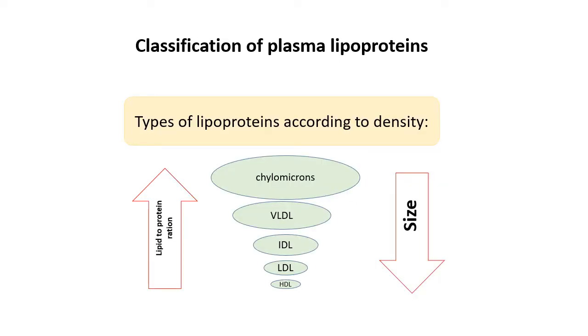Okay, now as a summary of what we said, as you can see in the slide, chylomicrons are the largest in size, lowest in density, and highest in lipid to protein ratio, while HDLs are the smallest in size, highest in density, and lowest in lipid to protein ratio.